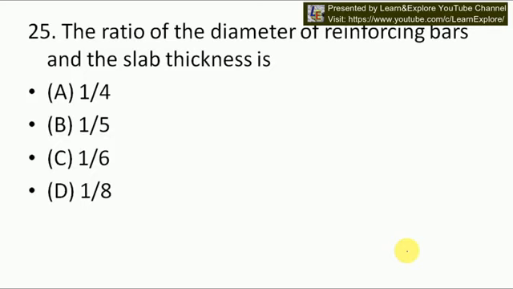The ratio of the diameter of reinforcing bars and the slab thickness is A 1 by 4, B 1 by 5, C 1 by 6 and D 1 by 8. So our answer will be D 1 by 8. The ratio of the diameter of reinforcing bars and the slab thickness is 1 by 8. Next question.